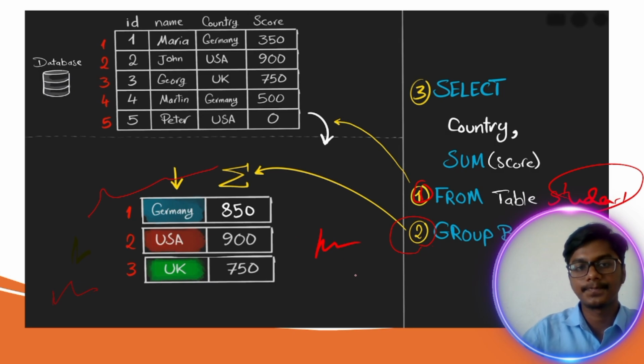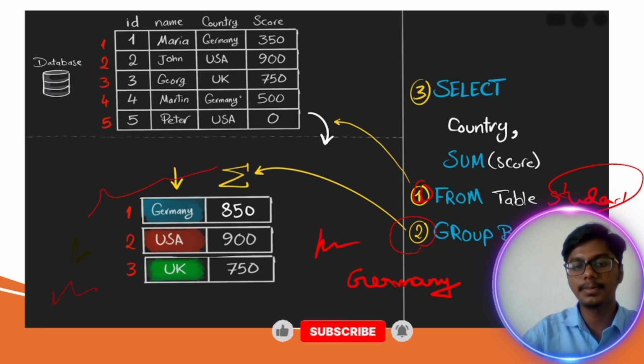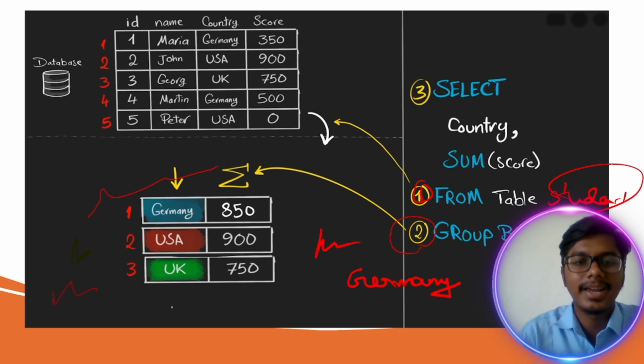Germany comes here first. It checks all the Germany rows. Is there any other Germany available here? No. The USA, UK, Germany. Again, Germany comes here. So the scores are 350, Germany 350 plus 500 is 850. I think it's correct.